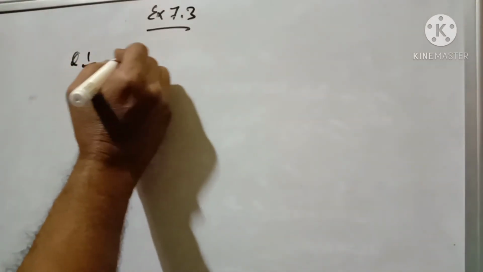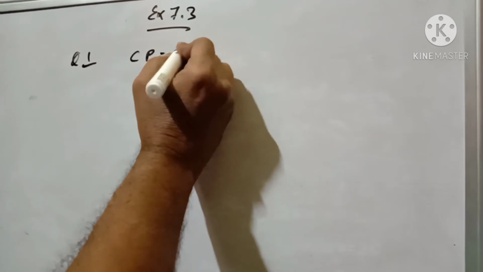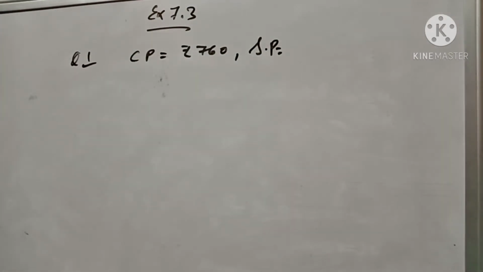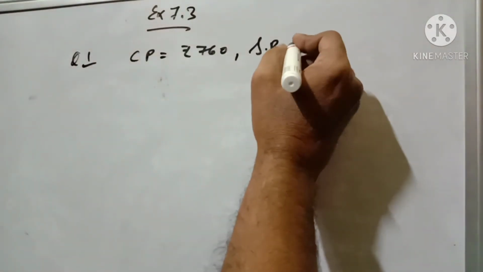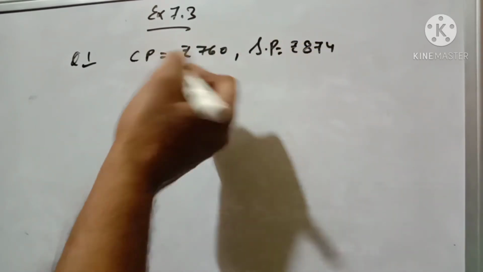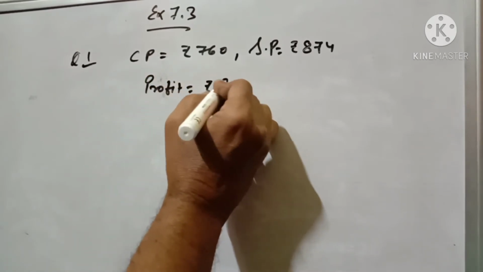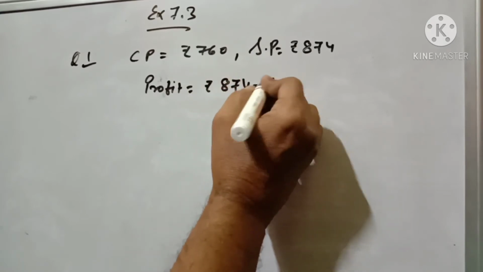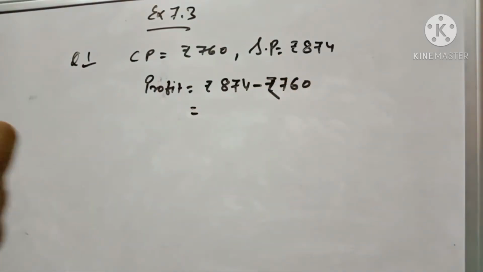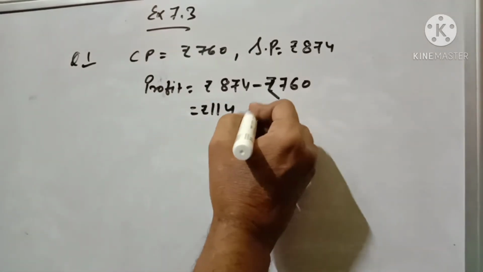So as we know, here CP is given, rupees 760, and SP is given, rupees 874. As we know, SP is greater than CP, so therefore profit equal to rupees 874 minus rupees 760, it will be 114. Therefore profit equal to 114. This is the first answer.